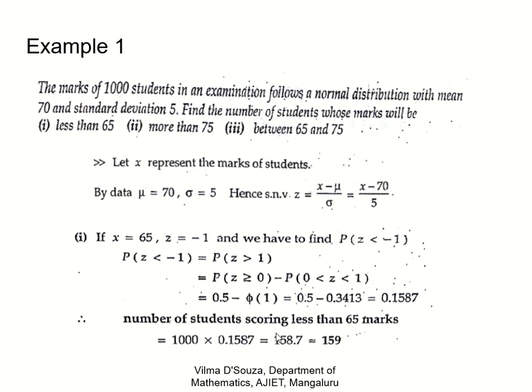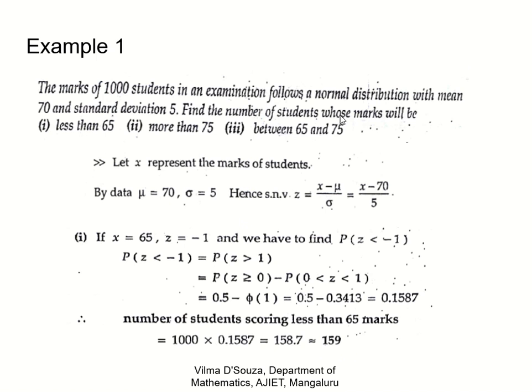So the number of students scoring less than 65 marks is 1000 into 0.1587. That comes as 158.7. Since it is the number of students, we are rounding it off to 159. Go to the next one.